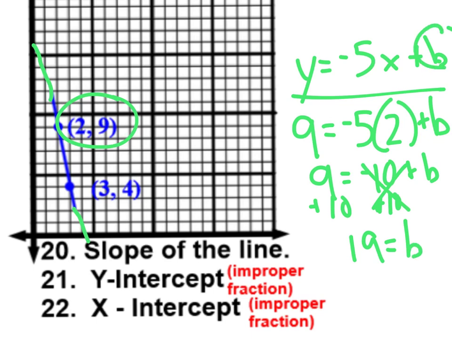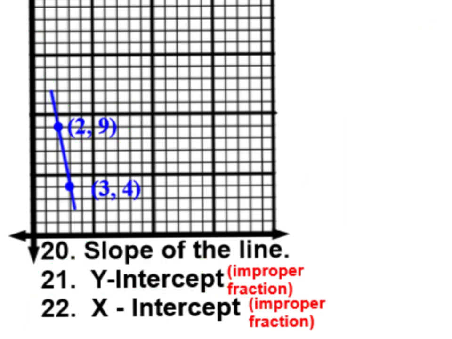Well, remember what b is. B is the y-intercept. So we actually just solved for number 21. It's going to hit up here at 19. So obviously my drawing was not very accurate. It should hit at positive 19. That also lets us write the equation. Now we know the entire equation, which is y equals negative 5x plus 19, because it hits the y-axis at 19, has a slope of negative 5.